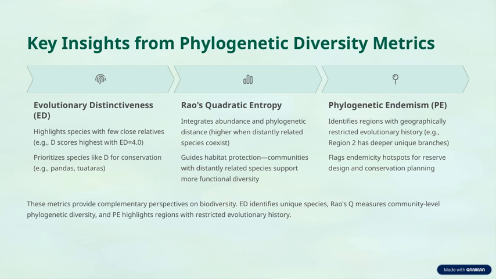To sum up, these metrics, ED, Rao's Q, and PE offer complementary insights. ED highlights species that are evolutionarily unique. Rao's Q provides a community-level perspective on diversity, and PE points us toward regions with concentrated, restricted evolutionary history. Together, they give us a well-rounded view of biodiversity that's essential for effective conservation strategies.